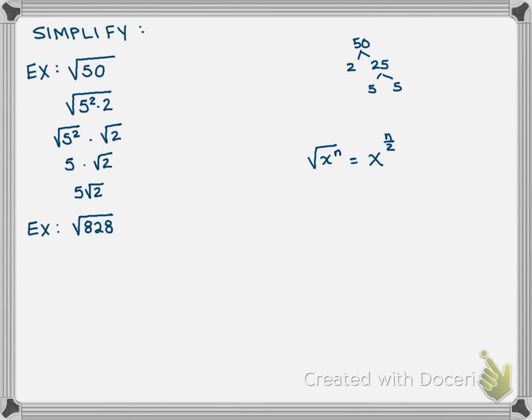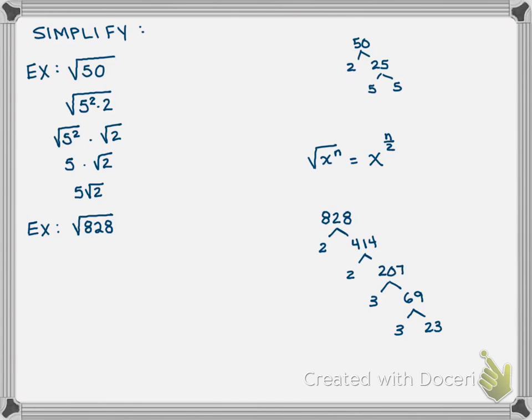So again, we're going to start with that prime factorization. So we have 828. That's 2 times 414, which is 2 times 207, which is 3 times 69, which is 3 times 23.